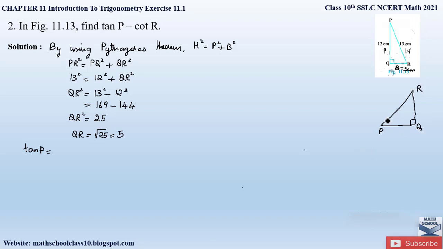Now according to this acute angle P, we will write down the opposite side and the adjacent side. So opposite to angle P is the perpendicular, the side along angle P is the base, and the side opposite the right angle is the hypotenuse. So what are the values of the sides? PQ is 12 centimeters, QR is 5 centimeters and the PR value is 13 centimeters. Now let us find out tan P value.